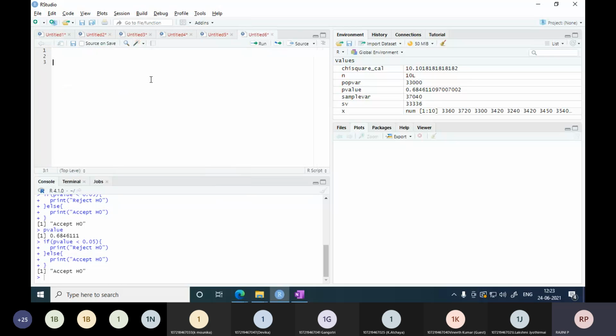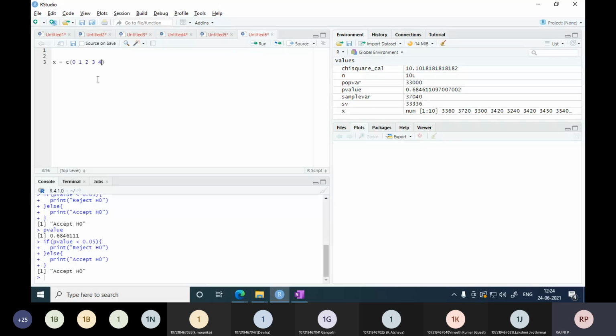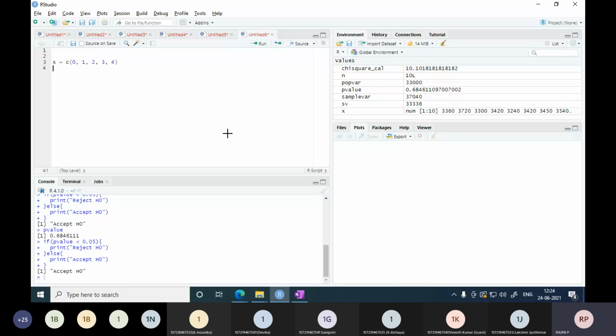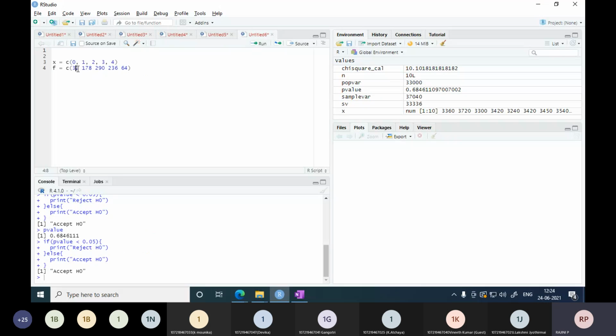Okay, first check the X values. What are the X values they gave? X values are 0, 1, 2, 3, 4. So write 0 separated by comma, 1, 2, 3, 4. And next, what they have given, these are the frequencies. So F is equal to the frequencies. Okay, these are the frequency values. Correct? Yeah, frequency values.